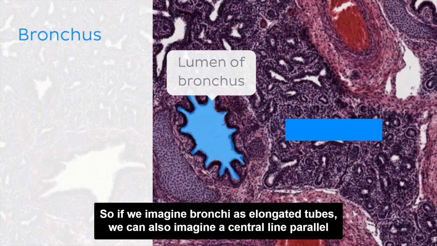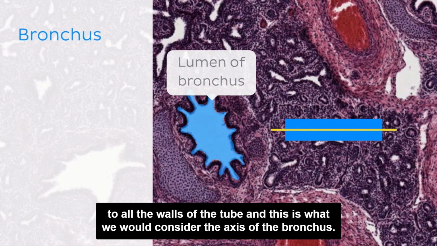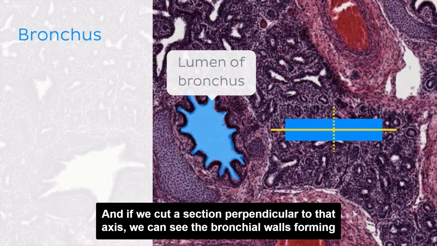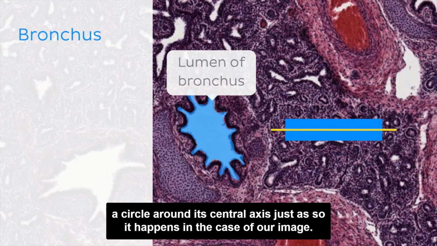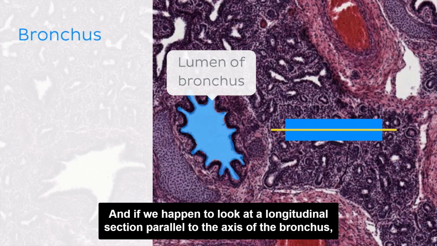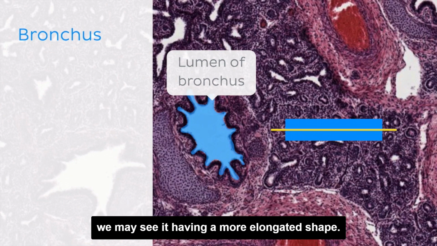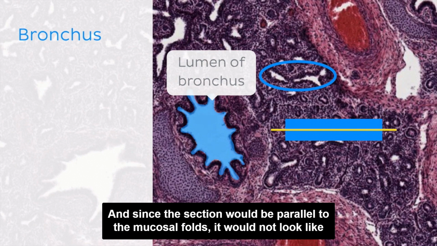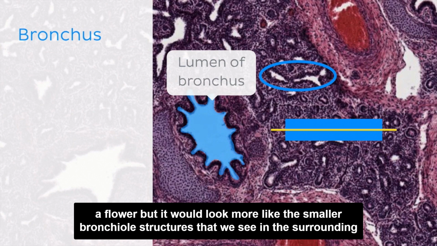So if we imagine bronchi as elongated tubes, we can also imagine a central line parallel to all the walls of the tube. And this is what we would consider the axis of the bronchus. And if we cut a section perpendicular to that axis, we can see the bronchial walls forming a circle around its central axis, just as so happens in the case of our image. And if we happen to look at a longitudinal section parallel to the axis of the bronchus, we may see it having a more elongated shape. And since the section would be parallel to the mucosal folds, it would not look like a flower, but it would look more like the smaller bronchial structures that we see in the surrounding area.